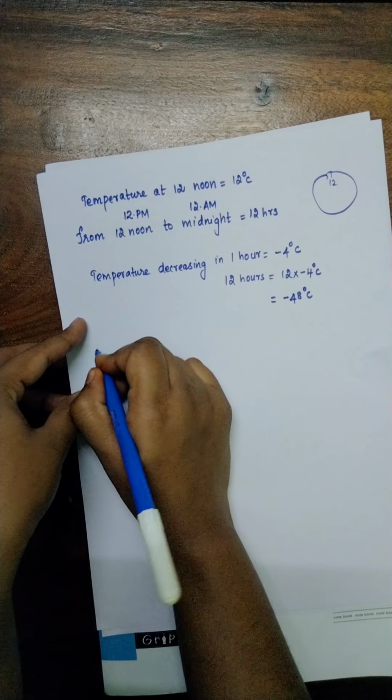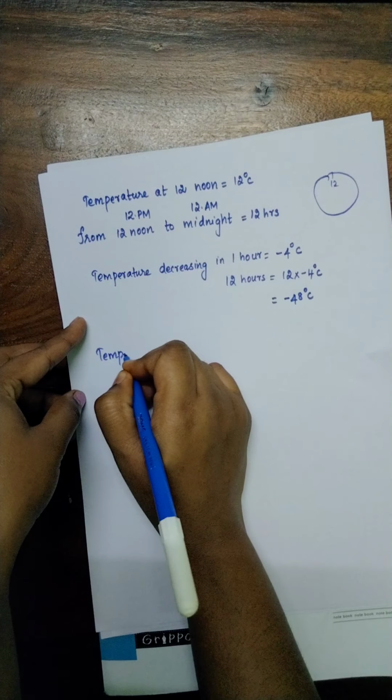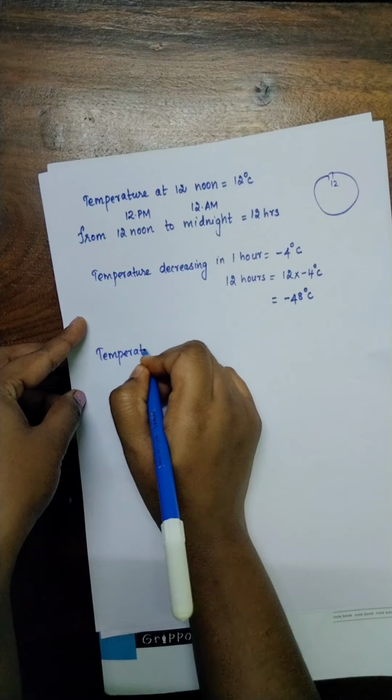That is the second question. Temperature at midnight. How will you find the temperature at midnight? What is the temperature at noon? The temperature at noon is 12 degrees Celsius plus the temperature decreasing in 12 hours. What is the temperature decrease in 12 hours? It is minus 48 degrees Celsius.